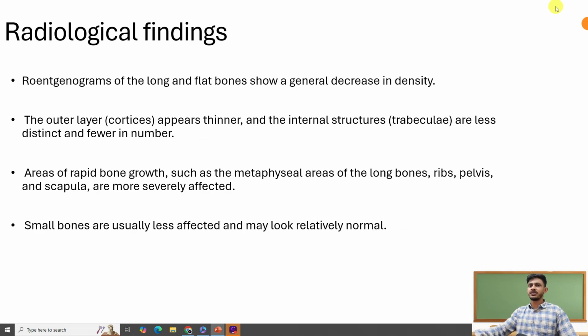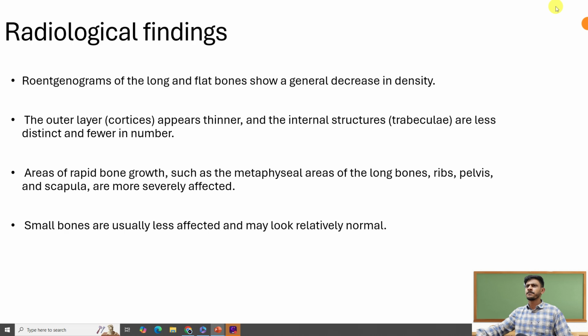So, what are the radiologic findings? The outer cortices appear thinner, and even the trabecular formation is fewer in cases of rickets. You should remember that the long bones are mainly affected in rickets, and smaller bones are usually less affected and look relatively normal. Whereas in rickets due to chronic renal failure, we can have Brown's tumors and other defects in smaller bones. In nutritional rickets, mainly long bones are affected, especially the metaphyseal regions of long bones, ribs, pelvis, and scapula.